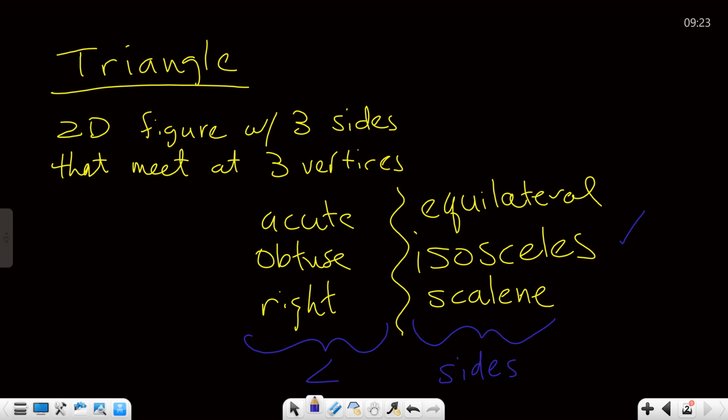So this is a decision you all have to make. There's two ways to define isosceles. You could define it as exactly two equal sides, or you could define it as at least two equal sides.